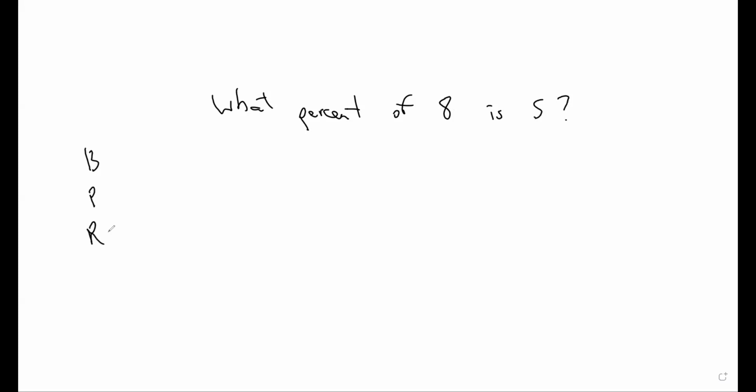So it does not give you a percent at this point. That's actually what you'll be solving for. So let's just put r equals question mark. And then the rest of it is pretty easy. Of course, 5 is going to be your smaller number and 8 is going to be your larger number. So b equals 8 and p equals 5.